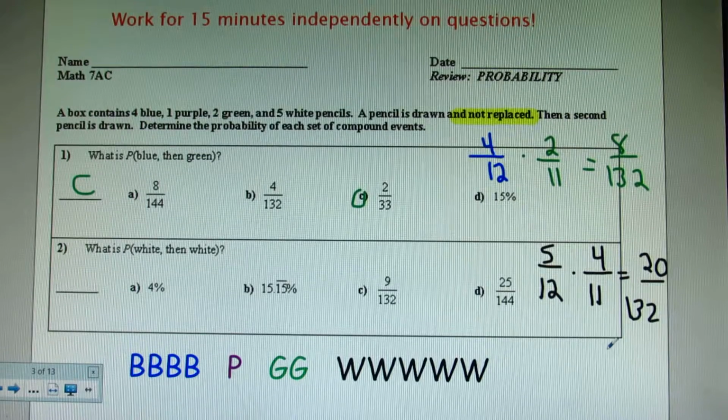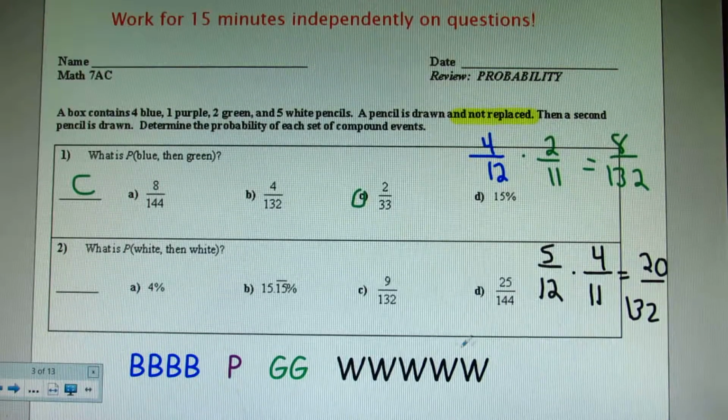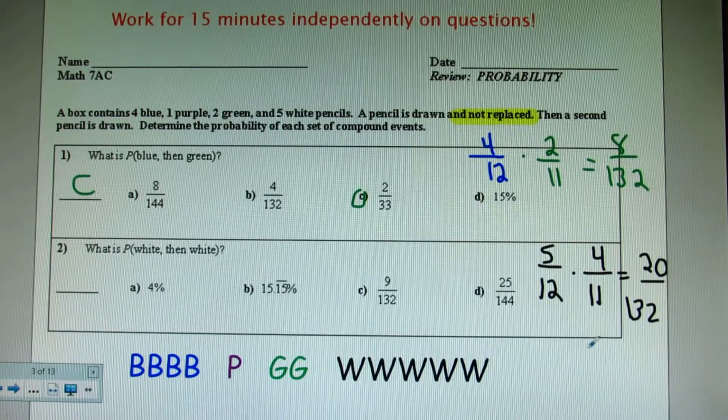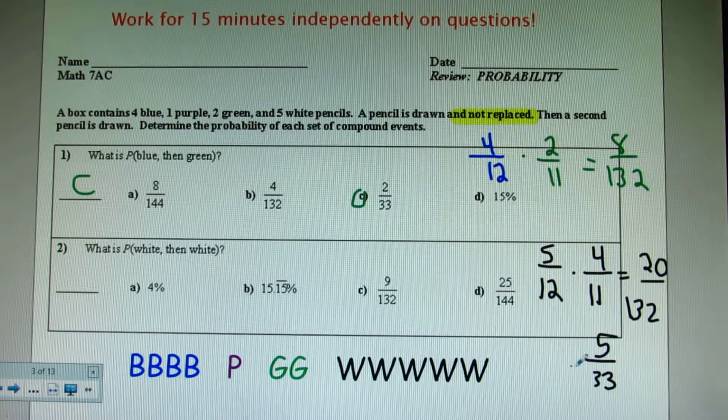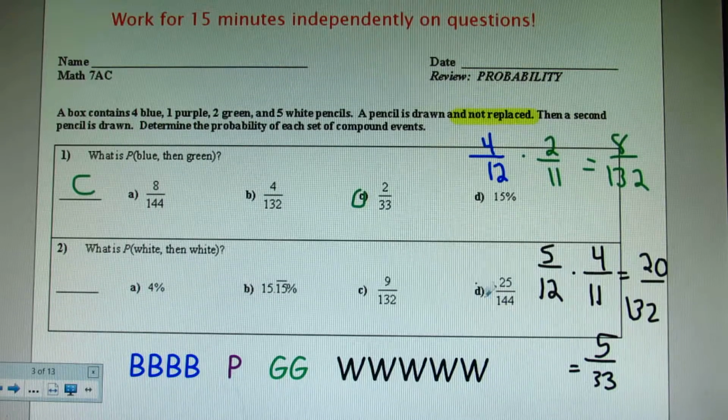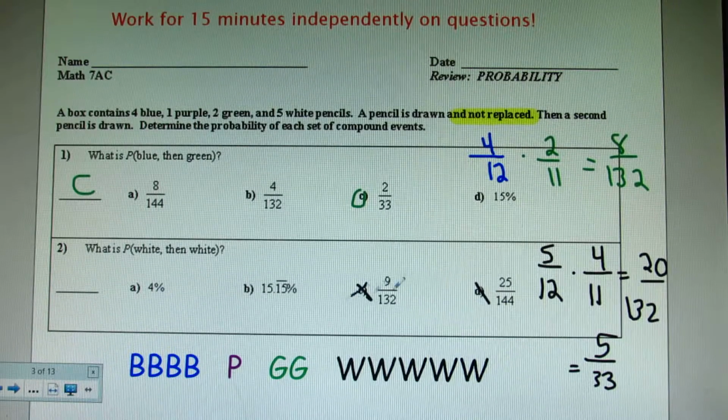Again, oh no, my answer's not there. What do I do? I put it in my calculator first. I got 5 over 33. I still don't see that answer. So I know it's probably not going to be these 2 fractions right here.